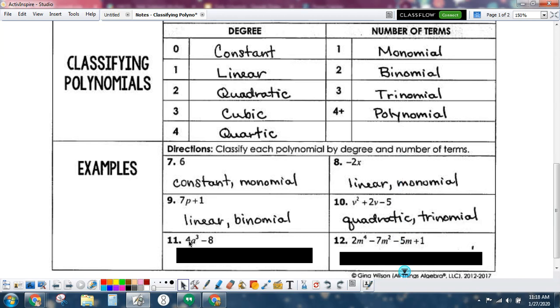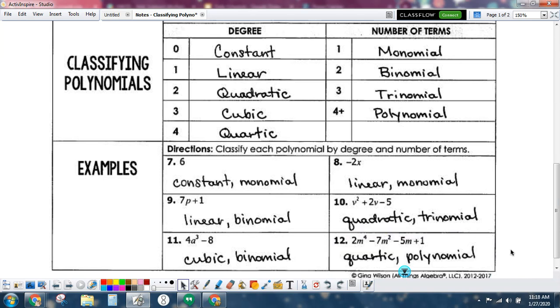For number 11, we have a cube here, so that's a cubic function there. And we have 2 terms, so it's a binomial. And then for number 12, our highest exponent is 4, so this is quartic. And there's 1, 2, 3, 4 terms, so it's a polynomial.